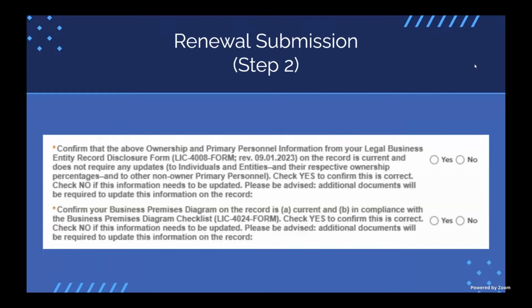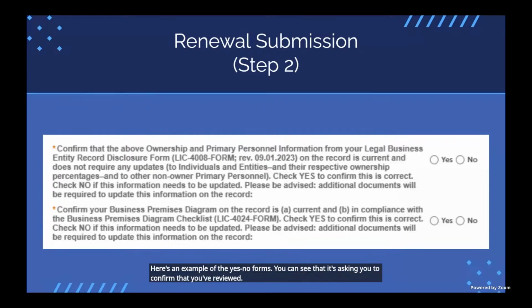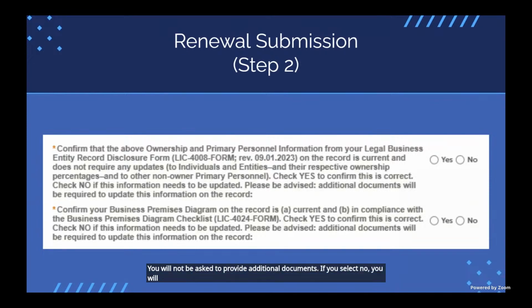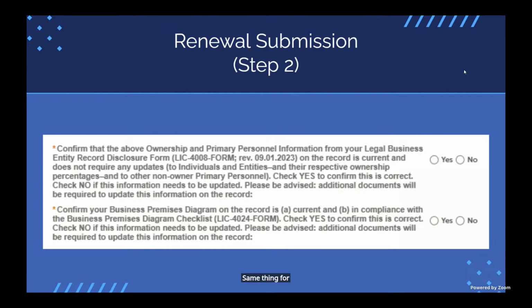Here's an example of the yes/no forms. You can see that it's asking you to confirm that you've reviewed your ownership and primary personnel information. If you select yes, you will not be asked to provide additional documents. If you select no, you will need to provide updated documents. Same thing for the confirm your business premises diagram.